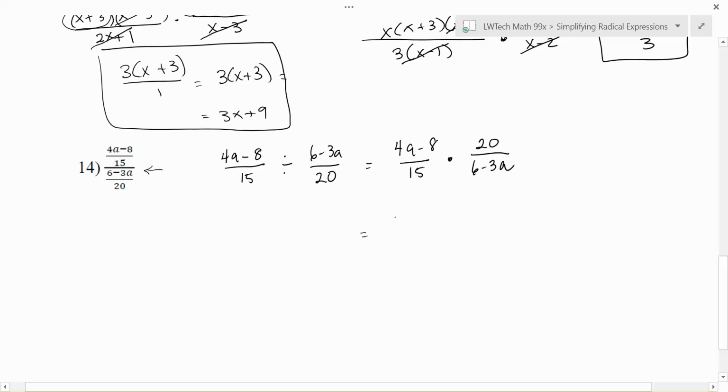On the top, I notice there's a greatest common factor of 4. If I pull that out, I'm left with a minus 2. 15 on the bottom, we can't do anything with that. Over on the other side, I have a 20 on the top. And on the bottom, I've got to factor out that 6 minus 3a. A couple of things I want to make sure that you notice. First of all, the a terms are not at the beginning. So do turn those around.